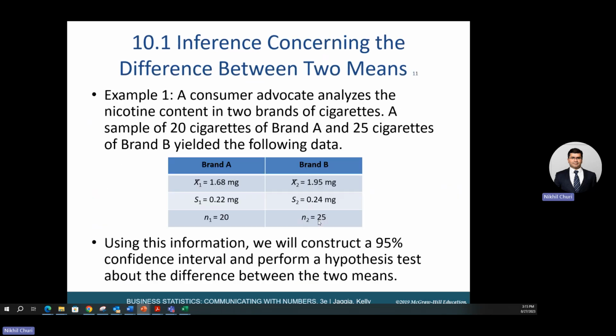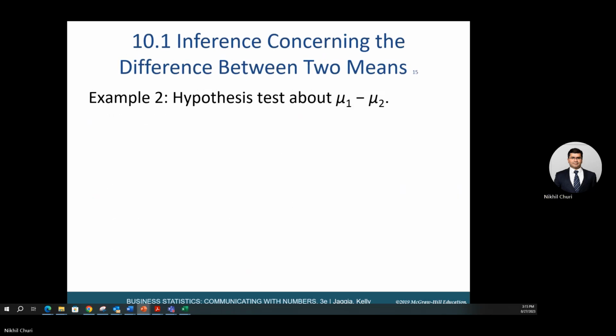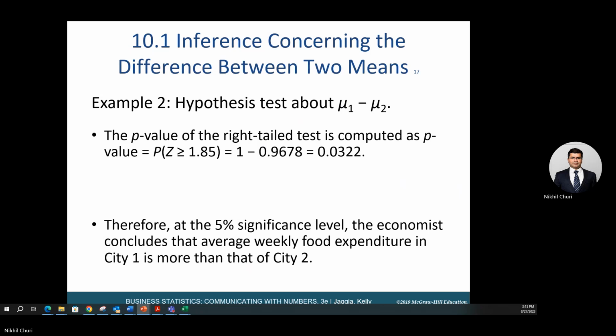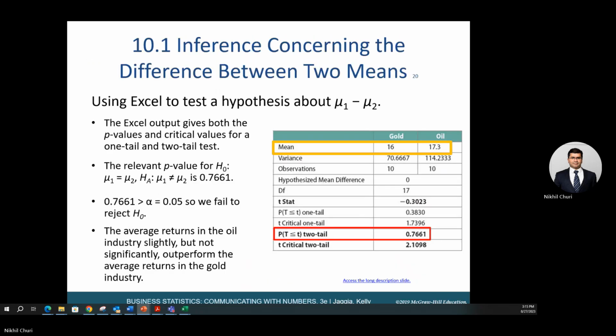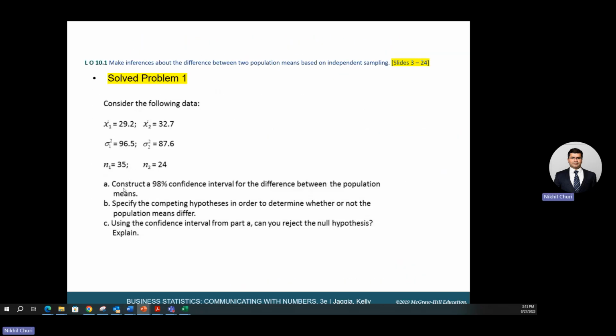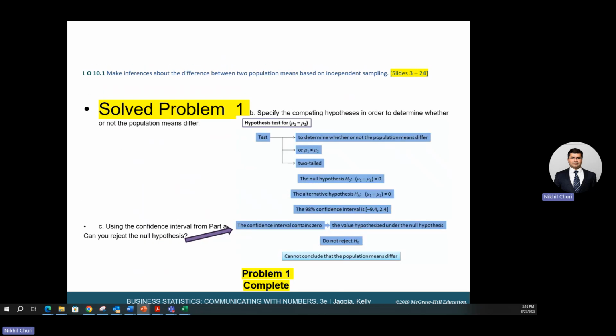So again, if I read the problem over here, consider the following data. Specify the competing hypotheses in order to determine whether or not the population means differ. Oh, so the answer is hidden over here: population means differ. By that logic, differs means it can either differ or it won't, right? So it is telling me it is the first case.